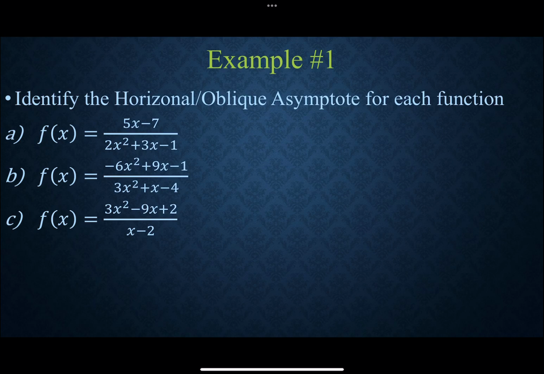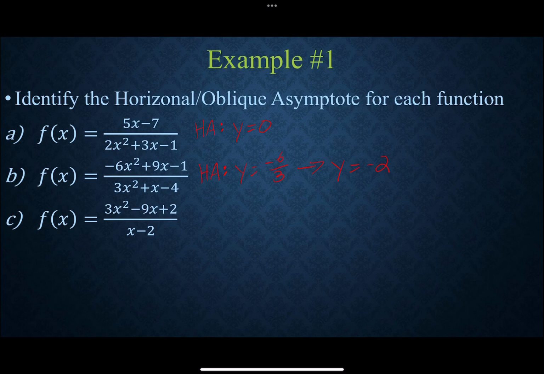So we recognize for A, the greatest exponent is in the denominator, so our horizontal asymptote would be y equals 0. For B, the greatest exponent is the same top and bottom, they're both x squared, so it's the ratio of negative 6 over 3, which is negative 2. And then finally, that last option, we can see the greatest exponent is in the numerator. So this is set up to find an oblique asymptote, not a horizontal.